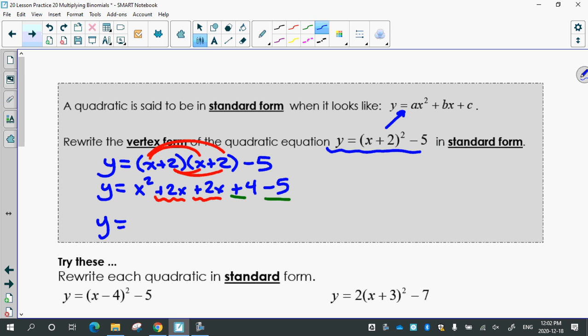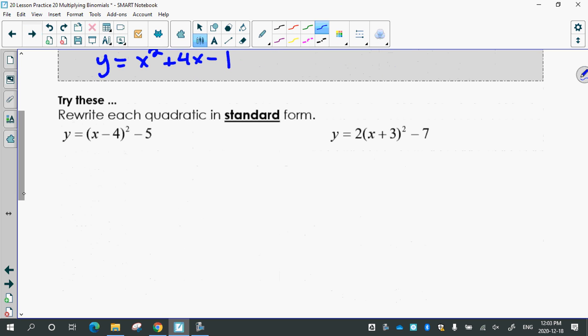So your answer should turn out to look like standard form. X squared plus 4x minus 1. So you put it from vertex form into standard form. And they should both have the same a value, so they both have a 1. Yep. And then instead of getting the vertex, which is more graphing friendly, we get the y-intercept, which is -1. Okay? All right, so try these, rewrite each quadratic in standard form.